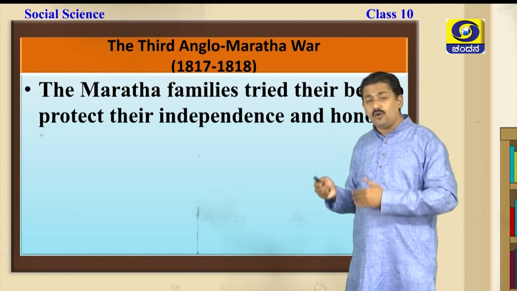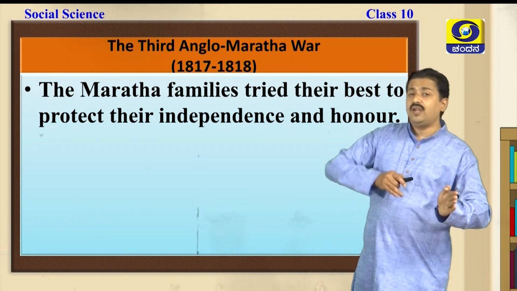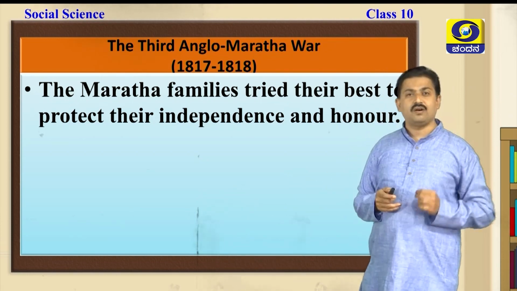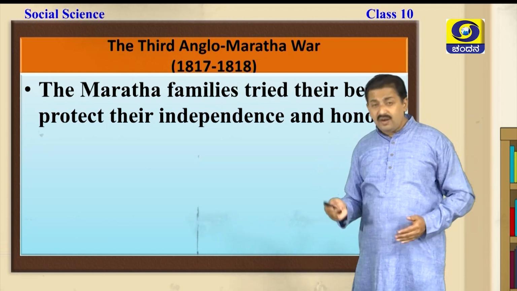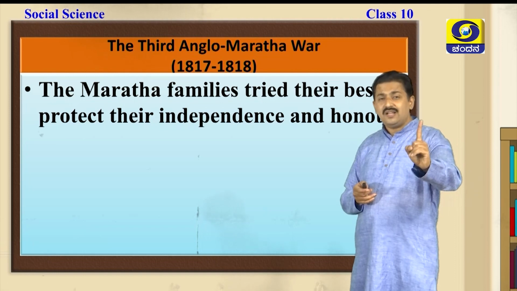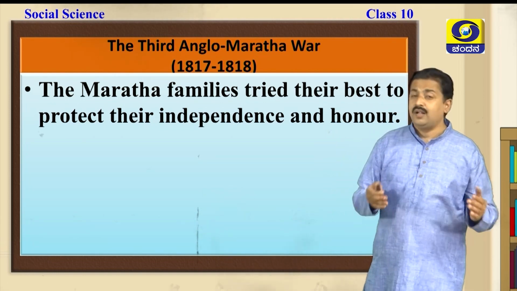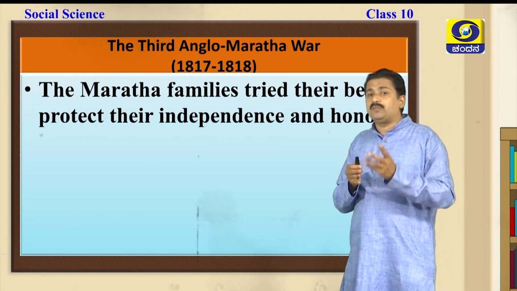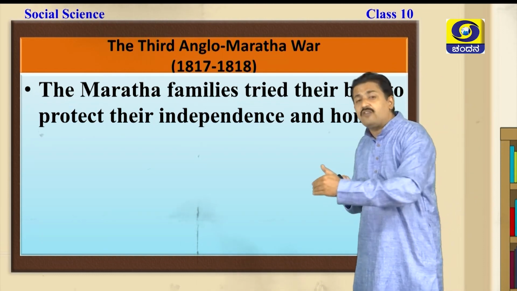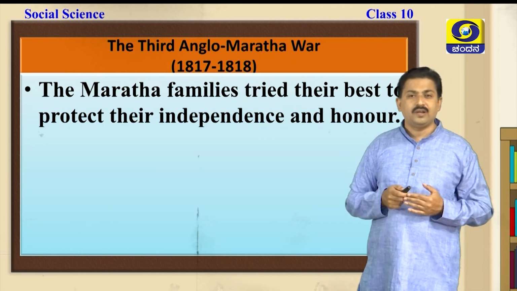Come to the Second Anglo-Maratha War. It started in 1803 and ended in 1805. That means it was almost 2 years of war. Come to the Third Anglo-Maratha War, it was only 1 year. It started in 1817 and by the beginning of 1818, the war came to an end. That means from war to war, the crumbling power of the Marathas, the deteriorating condition of the Maratha families is exhibited here. That is what you need to know here.